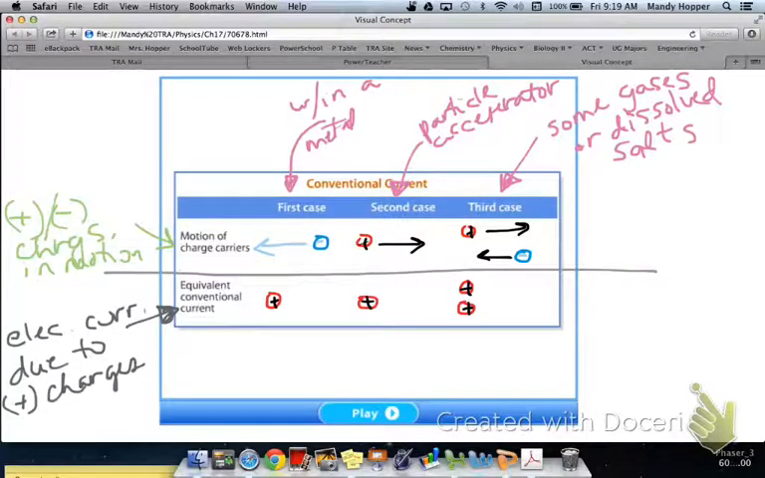So when we look at this, if you're in a metal, your electrons are flowing one way and your protons are flowing a different way, so it's going to move to the right. In the second one, your particle accelerator, it's moving to the right. Again, think about a fast loop. Particle accelerators, they make them big. They're in a circular type motion, going around and around because they're trying to build up speed. And then in the third case, both of them are going to be moving to the right. Conventional current, talking about through gases or dissolved salts.